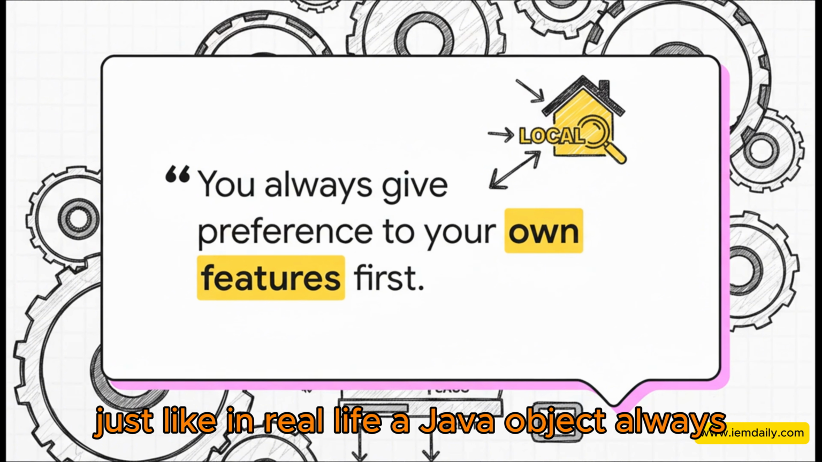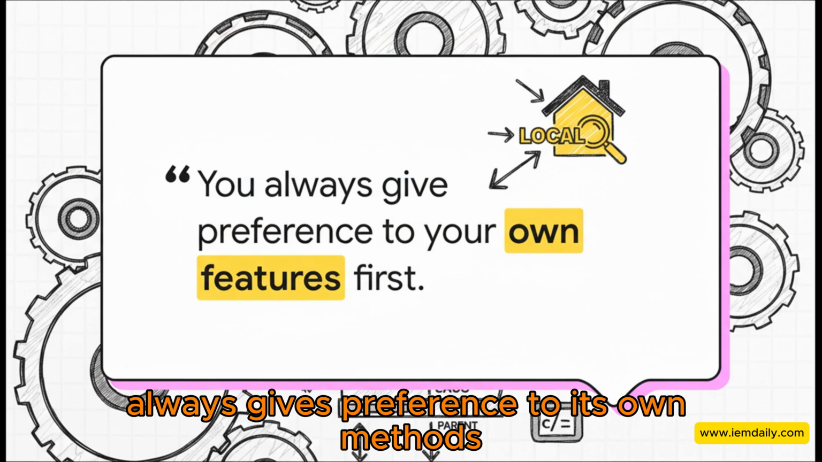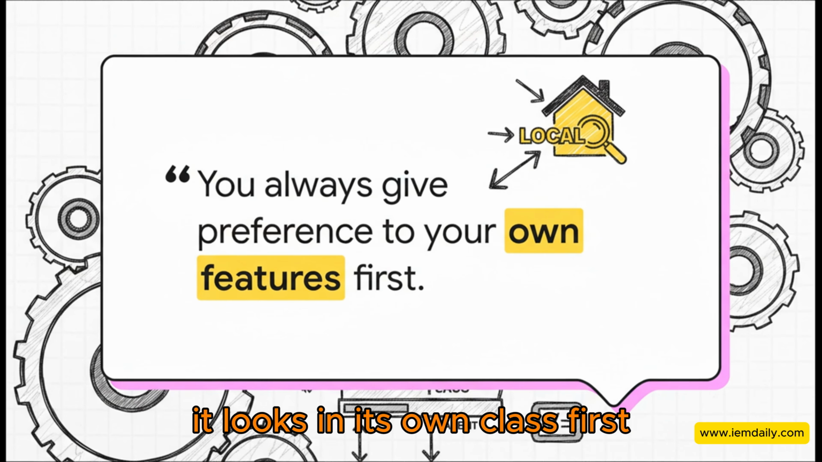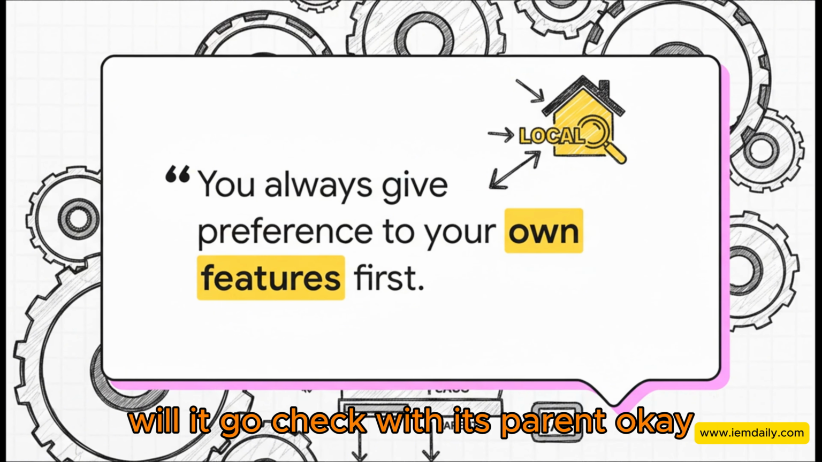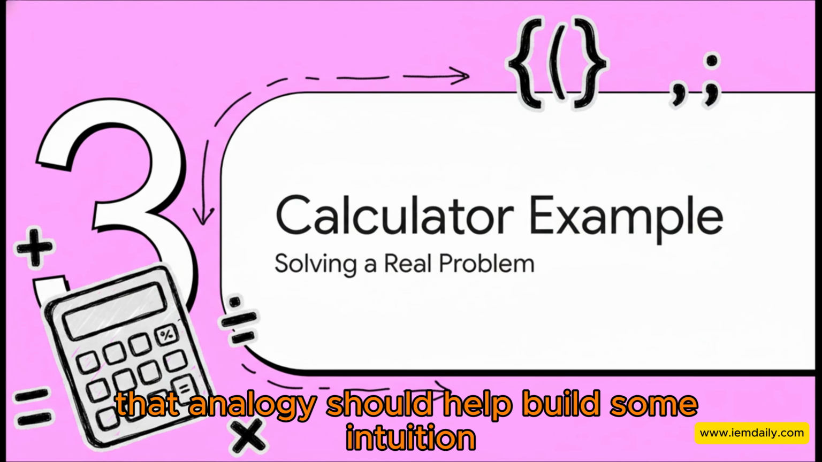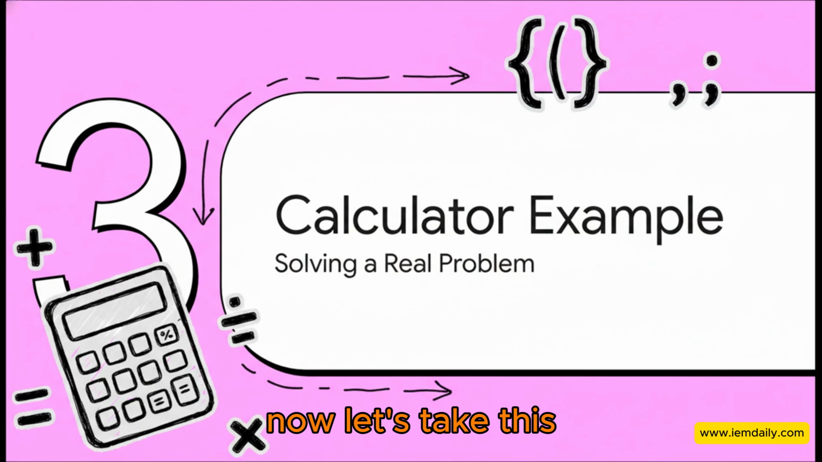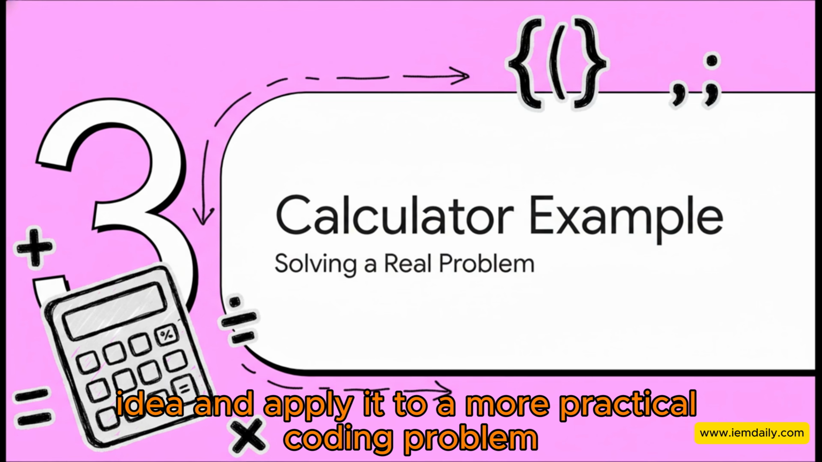Just like in real life, a Java object always gives preference to its own methods. It looks in its own class first. Only if it can't find what it's looking for will it go check with its parent. Okay, that analogy should help build some intuition. Now, let's take this idea and apply it to a more practical coding problem.